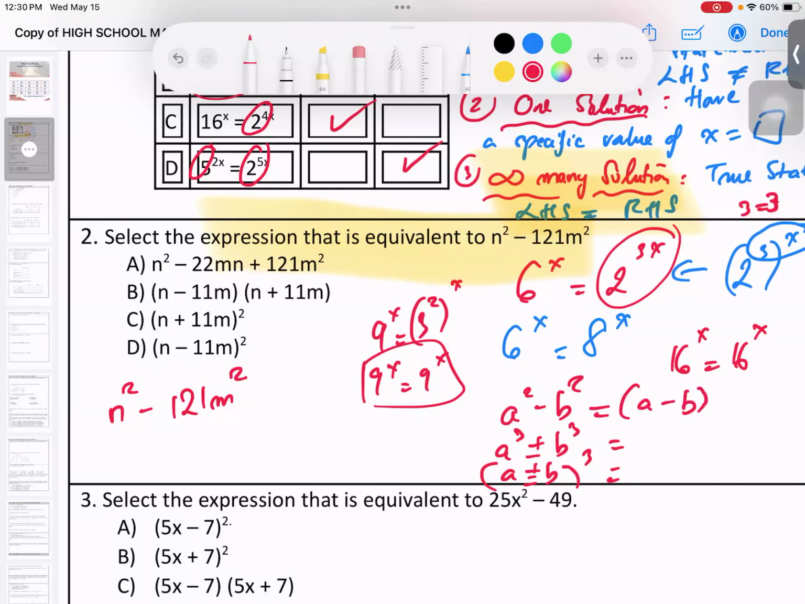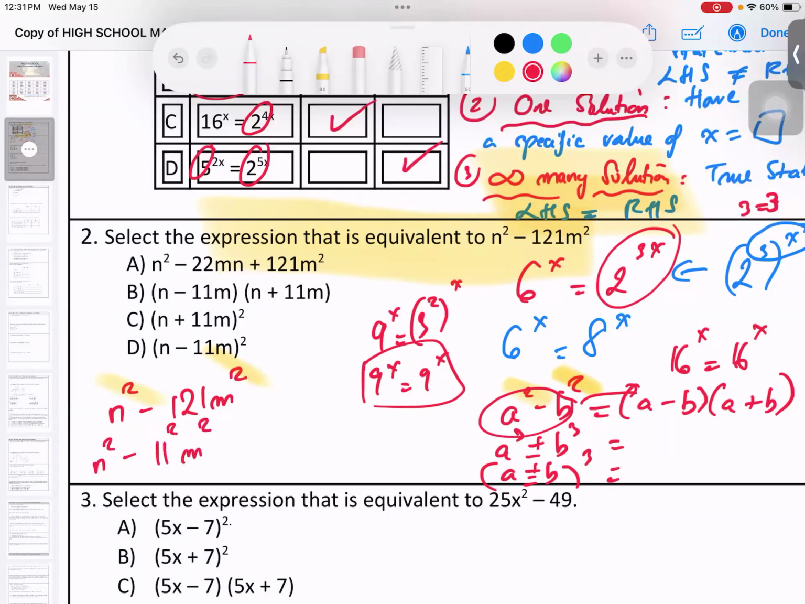A minus b. So when you see the square, you can ignore it. You copy exactly the same thing into the one parenthesis. A plus b. Okay. So, I don't see all the squares here. I see the n square, I see the m square, but the 121 is not square yet. You need to get all of them square. So 121. What is another way you can write 121 as something square? 11 square. So n square minus 11 square m square.